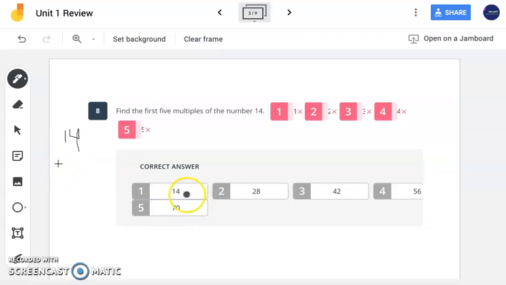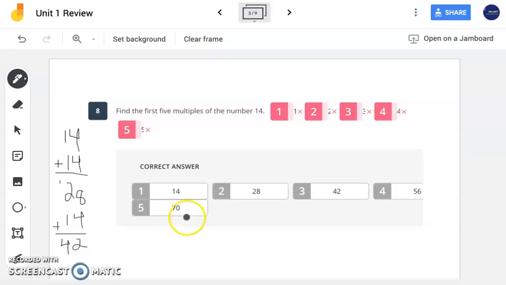So I have 14 as my first multiple. 14 plus 14, in fact, is 28. Now I'm going to do that again. I'm going to take 28 and I'm going to add 14. And you're going to find that you get 42. And if you choose from 42 and you add 14 again, you're going to get 56. 56 plus 14 is 70, which in fact, that's creating the first 5 multiples of 14.